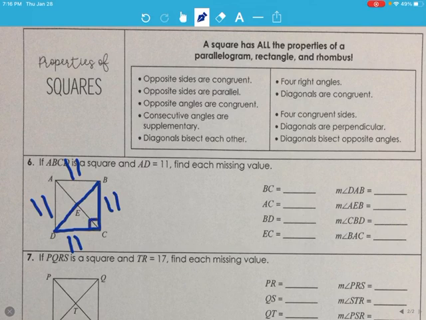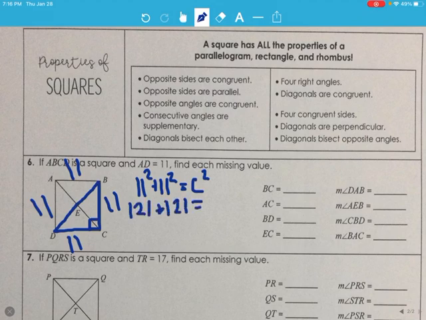In this case, I do not have my C, so it's just 11 squared plus 11 squared equals C squared. So I should get 121 plus 121 equals C squared. So that's 242 equals C squared. And remember, it's not divided by 2. It is the square root, okay? Very important that we remember that. Square root of 242 is rounding to 15.6.